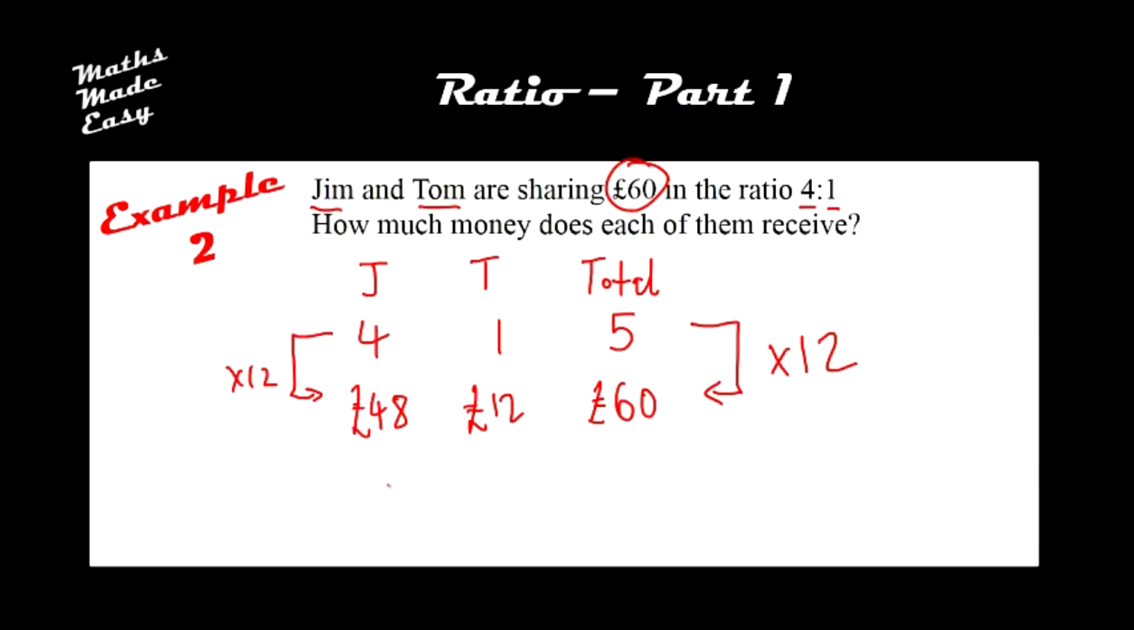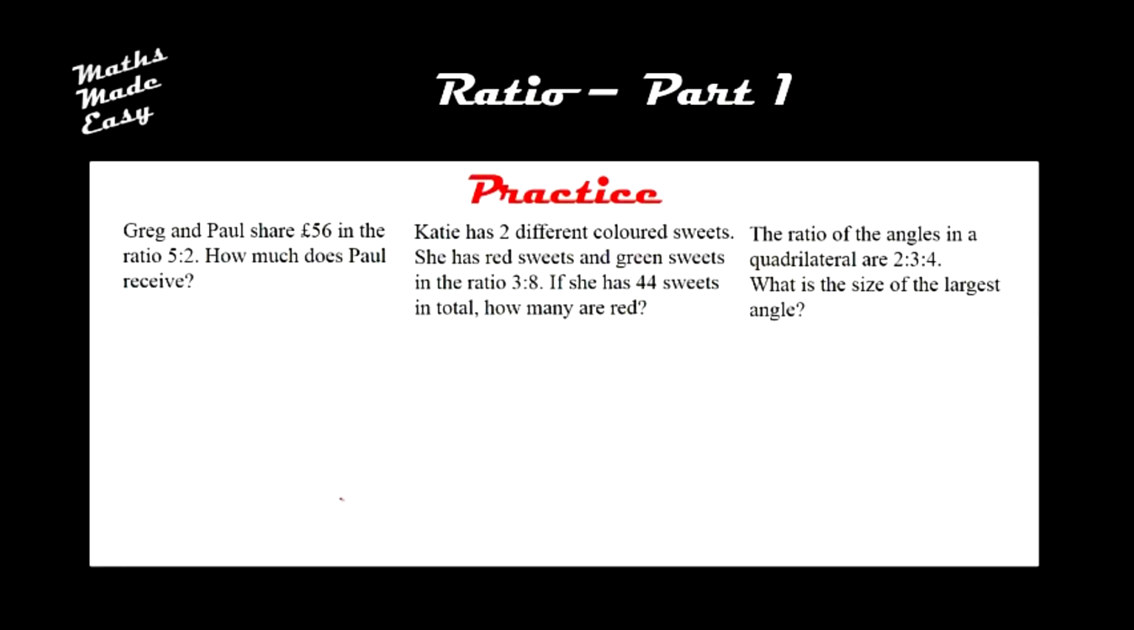So once again, I haven't answered the question yet. I need to state my answer very clearly. Jim gets £48, and Tom, unfortunately, only gets £12. Those are my answers to the question. So here are 3 questions for you to have a go at on this. Press pause, write down your answers, and then press play again, and I'll tell you what the answers were.